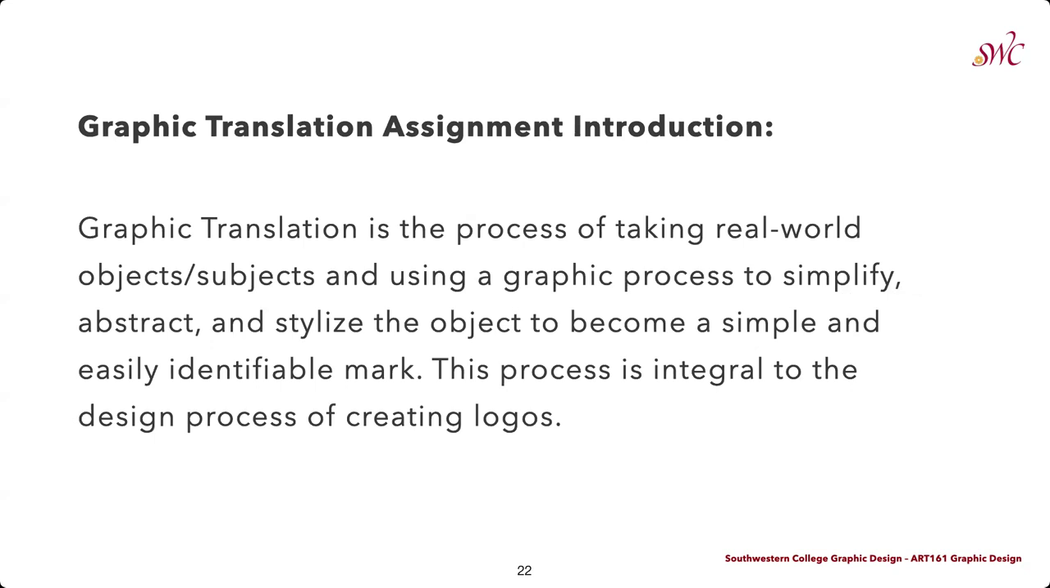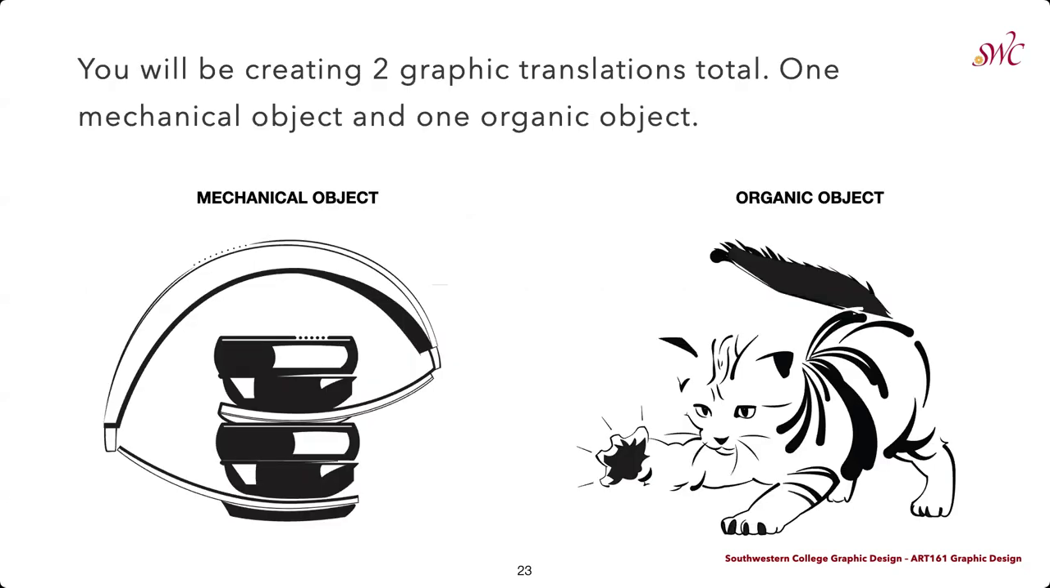So for this assignment, you're going to look at the process of taking real world objects and subjects and using a graphic process to simplify, abstract, and stylize the object to become a much more simple and easily identifiable mark. And this is really integral to the design process of creating different illustrations, and is also very helpful in the use of creating logos. In the end, you're going to be creating 2 graphic translations in total. One is going to be based on a mechanical object, something that is man-made, and the other on an organic object.